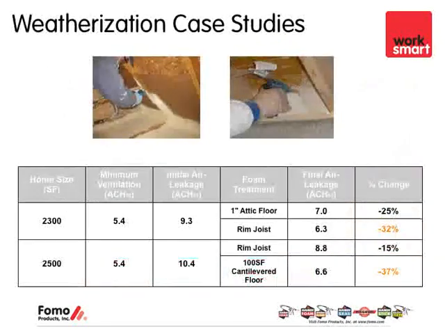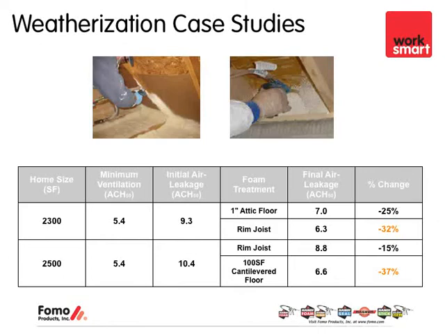Now I want to talk about weatherization case studies that we've done as they relate to our foam products being used for air sealing. We did one home, as you can see down below, that was 2,300 square feet. For this house, we determined according to the ASHRAE standard that the minimum ventilation requirement was 5.4 air exchanges per hour at 50 pascals. This number became the target we wanted to achieve for the house. Then we did an actual blower door test under the same conditions, air exchanges per hour at 50 pascals, and determined that the current air exchanges per hour was 9.3.